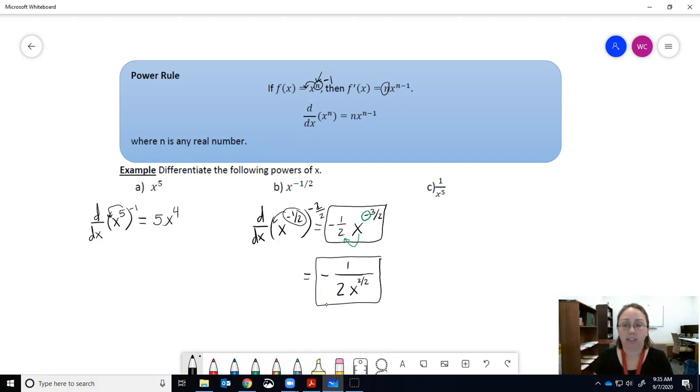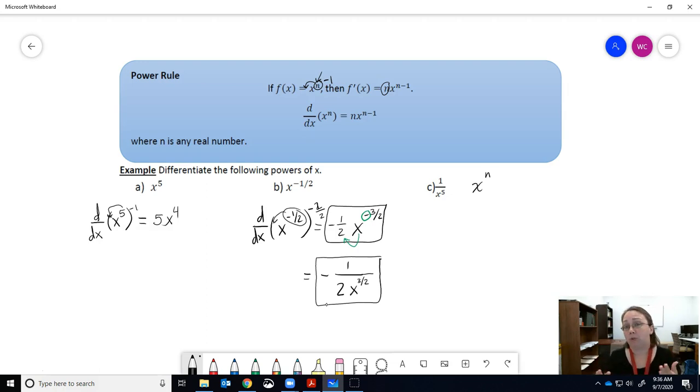So let's look at part C here. Is this in the right format? Is this x to a power? Right now, no, it's not. It's actually a denominator, which has x to a power. It's not just x to a power. It's in the denominator, which is a problem.